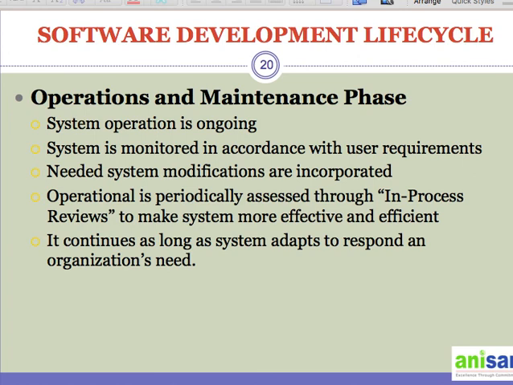Next is the operation and maintenance phase. System operation is ongoing. The system is monitored in accordance with the user requirements. Then needed system modifications are incorporated. Operation is periodically assessed through in-process reviews to make the system more effective and efficient. It continues as long as the system adapts to respond to the organization's needs. So basically it remains in operations.